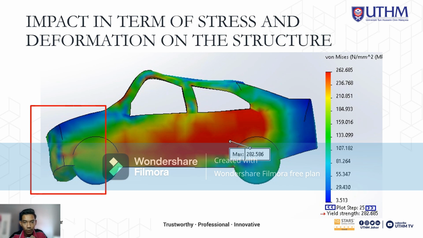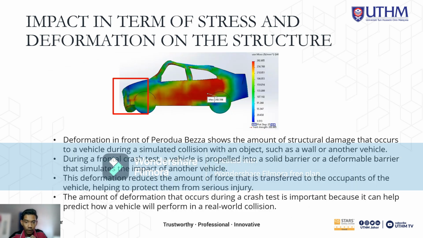Deformation in front of the Proton shows the amount of structure damage that occurs to a vehicle during a simulated collision with an object, such as a wall or another vehicle. This deformation reduces the amount of force that is transferred to the occupants of the vehicle, helping to protect them from serious injury. The amount of deformation that occurs during a crash test is important because it can help predict how a vehicle will perform in real-world collision.